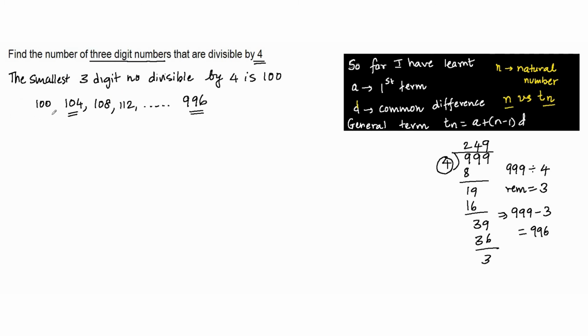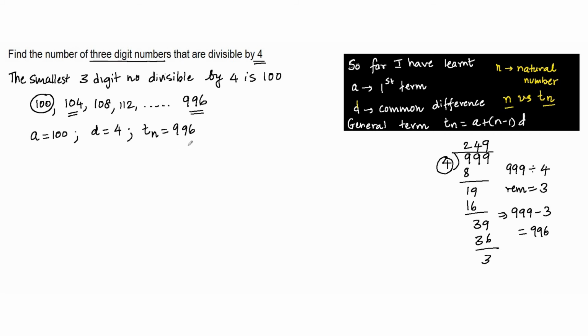So this is 100, 104, 108 and so on. Therefore 100 is my A. The first term is 100. The common difference here is 104 minus 100, which is 4. And the last term is 996.